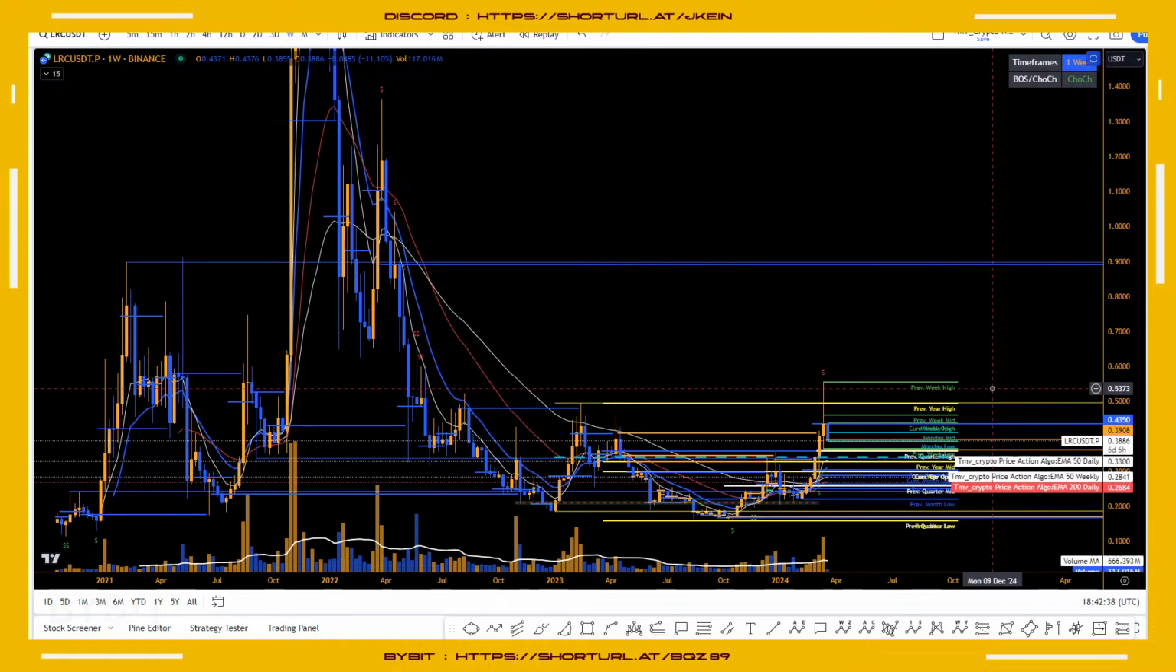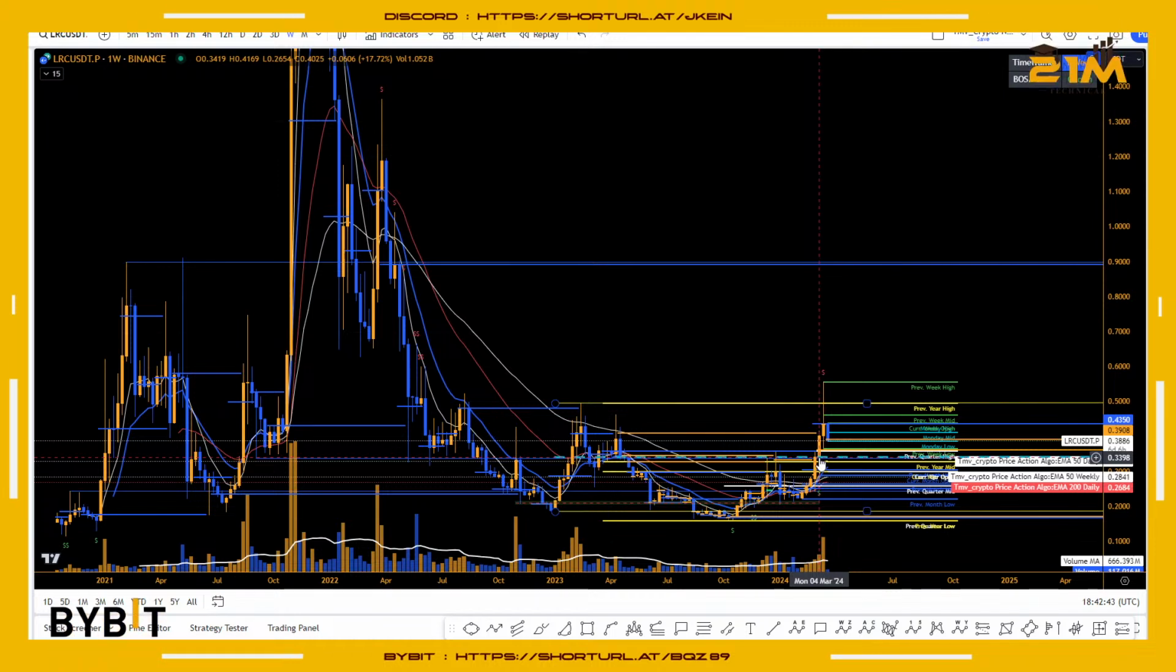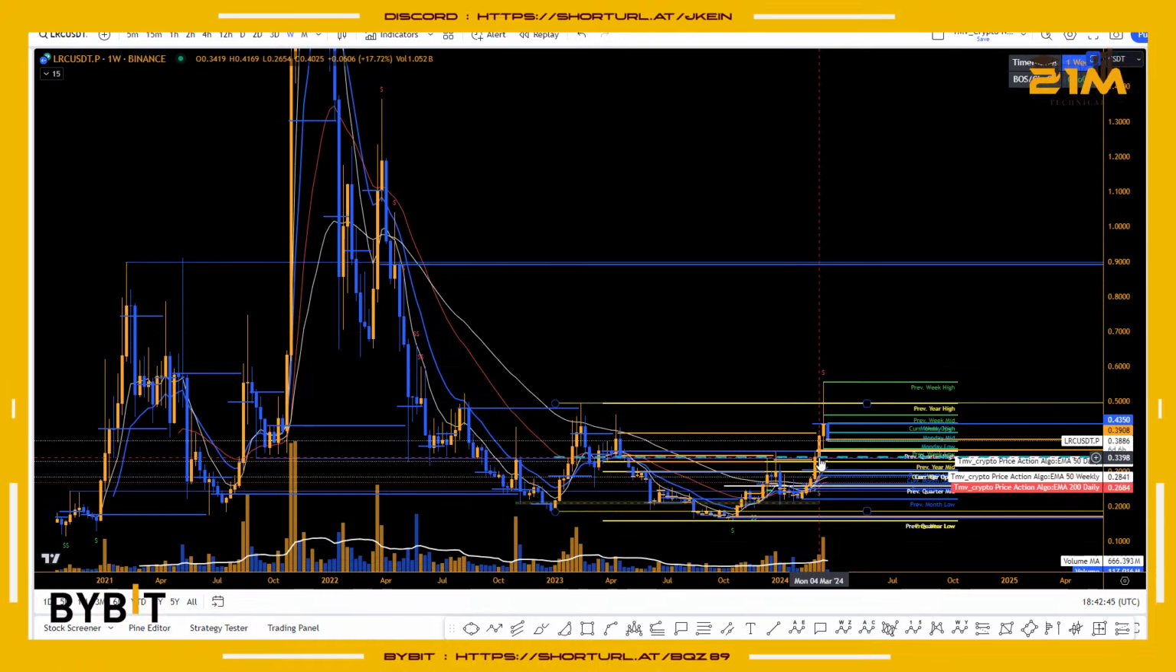So yeah, I think Pepe is likely going to, sorry, not Pepe, LRC is going to retest the 0.34 cents. Yeah, 34 cents is the level. It's the equilibrium of the range.